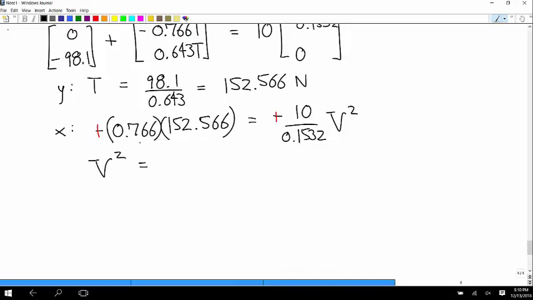That's for v squared, 1.79 meters per second squared. And so v is the square root of that. This is 1.34 meters per second. So somewhere around between 3 and 4 miles per hour. Any questions about that one?